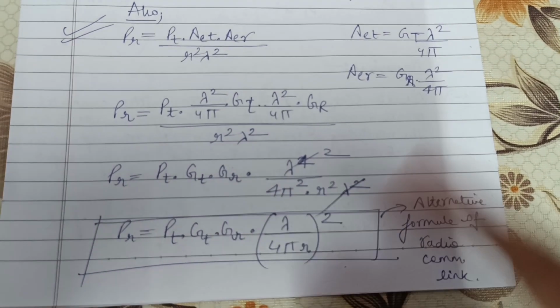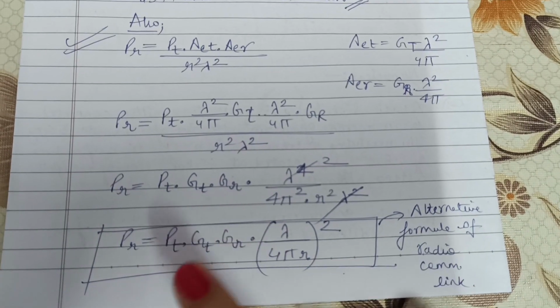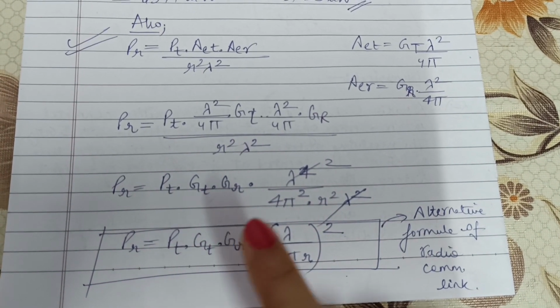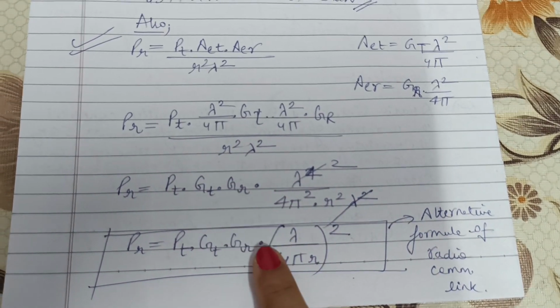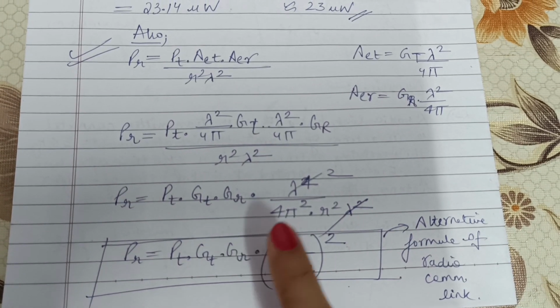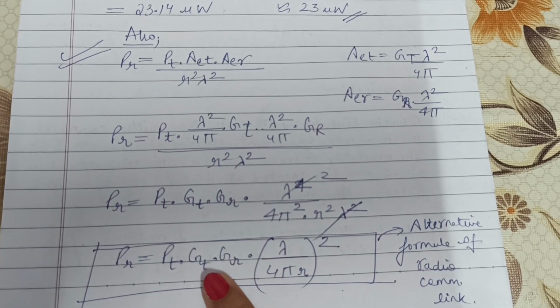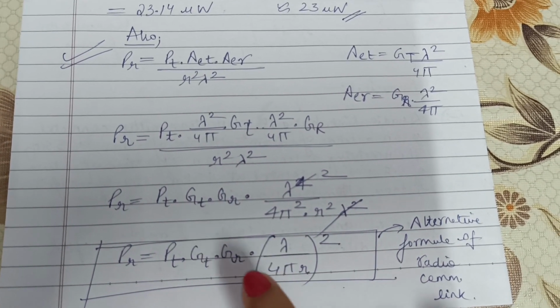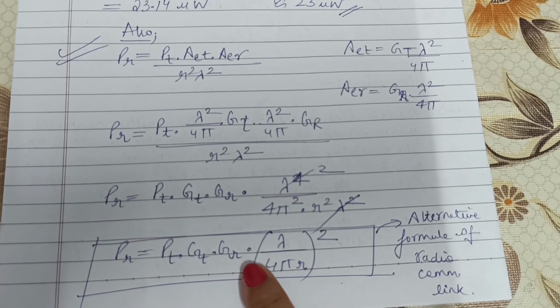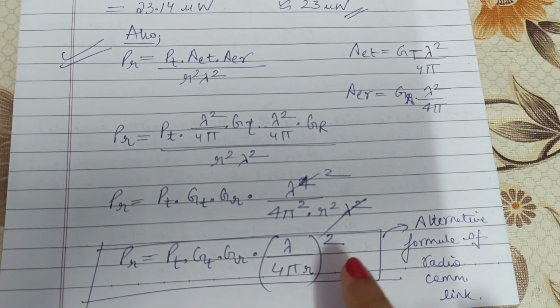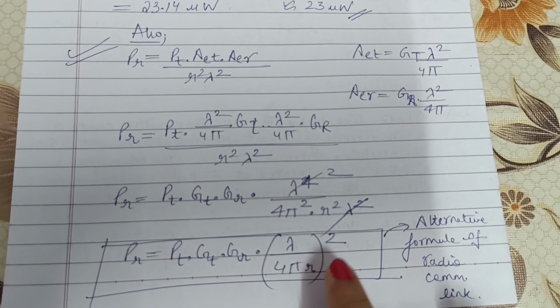So what you get at the end is that the received power is dependent on the transmitting power and the gain of the transmitting antenna. It is also dependent on the gain of the receiving antenna. It is also inversely proportional to the square of the distance between the two antennas.